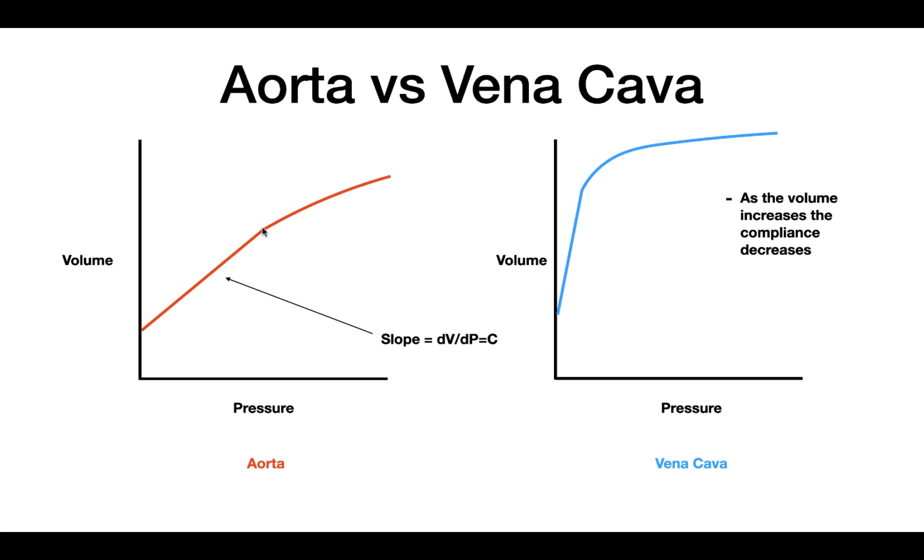So you can see as the volume starts increasing, the slope really flattens out, and you can really see it in the vena cava. The second thing that you should note is that the vena cava is more compliant than the aorta. And we can see this because the slope is steeper in the vena cava. Now, it's important to realize that veins are much more compliant than arteries.